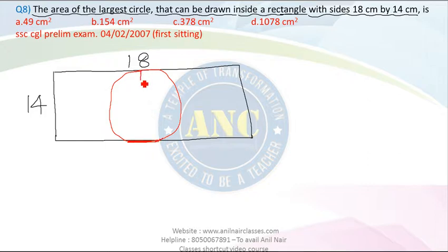That means this entire thing becomes the diameter of the circle right now, which is 14 centimeters. And this is the center of the circle. This becomes 14 by 2, 7. This also will become 14 by 2, 7.